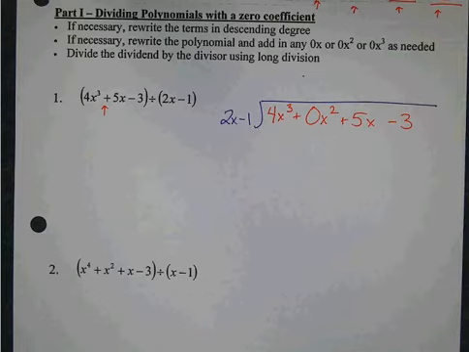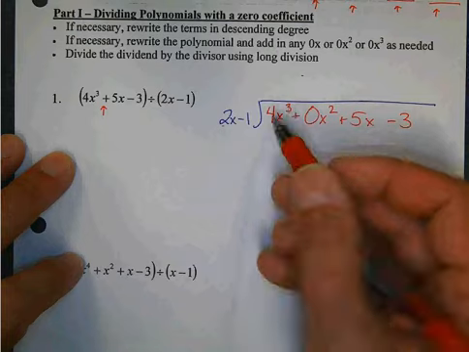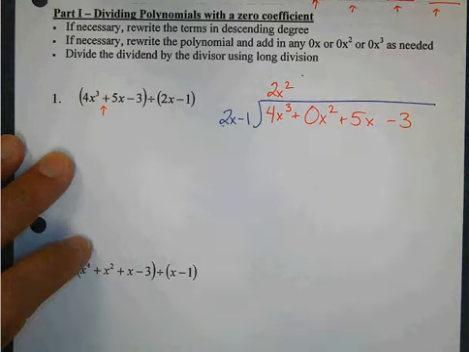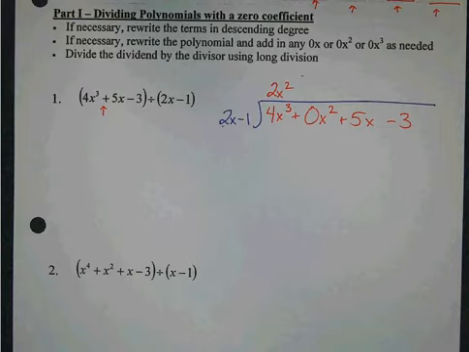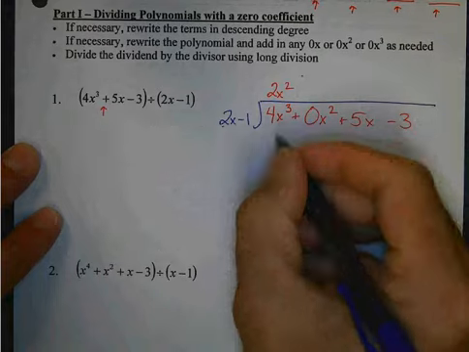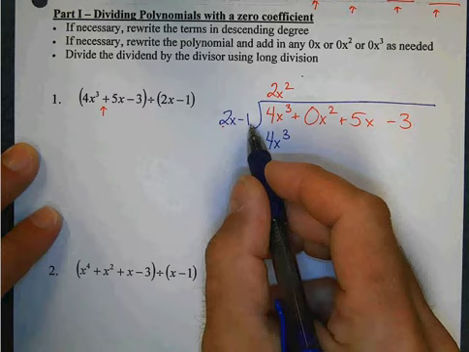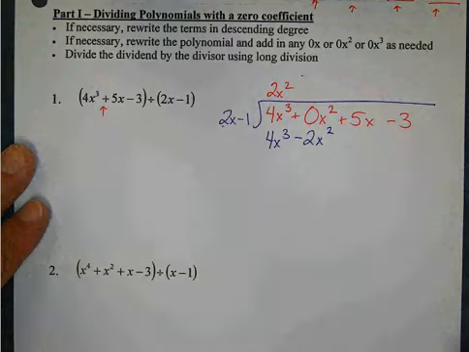So we ask ourselves the question, 2x times what is 4x cubed? What do we get? 2x squared. All right? So our next step is we multiply the 2x squared times the 2x. And we get what? Okay? Then we multiply the 2x squared times the negative 1. And we get negative 2x squared. So there's our first step.